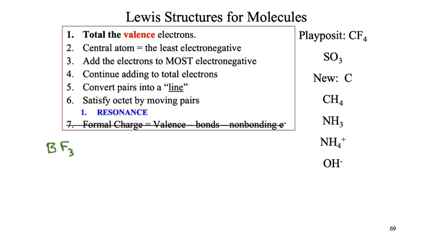BF3. See what you can come up with. So, this one tends to trip up a lot of people. Boron, how many valence? The Roman numeral above the boron is a 3, so there's 3. Fluorine, 7. There's 3 fluorines, so times 3 equals 21, and we get 24.